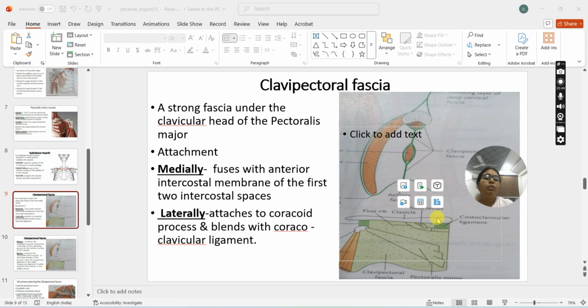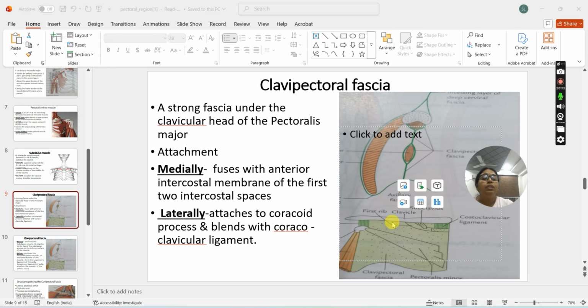It is one of the important ligaments through which the weight transmission from the upper limb to the axial skeleton happens. When you are carrying a bucket full of water, the weight of the bucket is transferred from the hand to your forearm, to the radius, then to the humerus, then to the scapula, then to the clavicle, to the acromioclavicular or coracoclavicular ligament, and then it is transferred to the axial skeleton through the costoclavicular ligament.